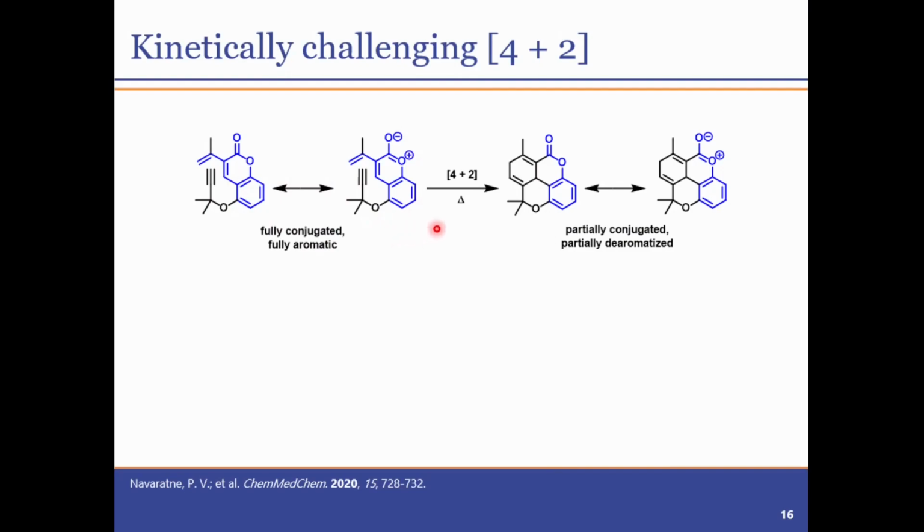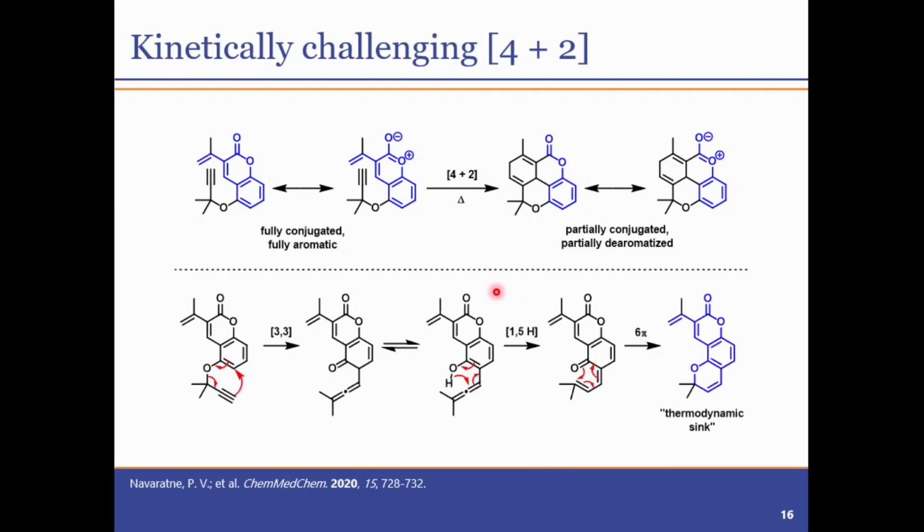However, upon 4+2 cycloaddition, you can see here just by the decrease in this blue coloring, we've really broken some of that conjugation and aromaticity. So we take a fully aromatic molecule and we make it partially dearomatized. And so that's a very high energy cost as this is a highly stable species. So we're asking it to become less stable as it undergoes the transformation. And so we're asking essentially for it to go from fully conjugated to partially conjugated, fully aromatic to partially dearomatized.